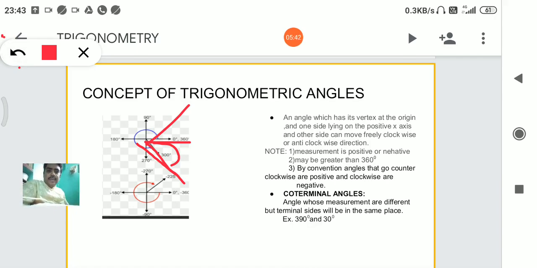So this type of angles whose terminal sides are the same, that is, they lie in the same place, but their angles are different, are known as co-terminal angles. Students, you have to clear your ideas on this, because this concept is very important to do the further chapters.